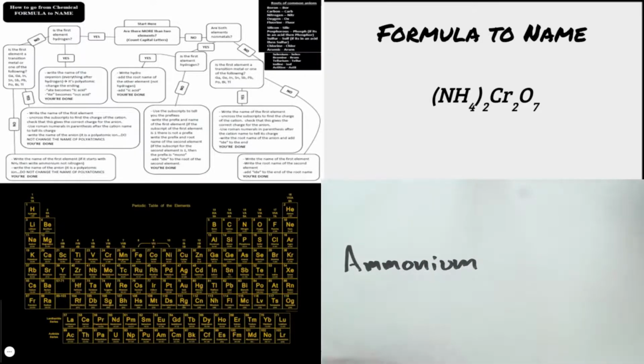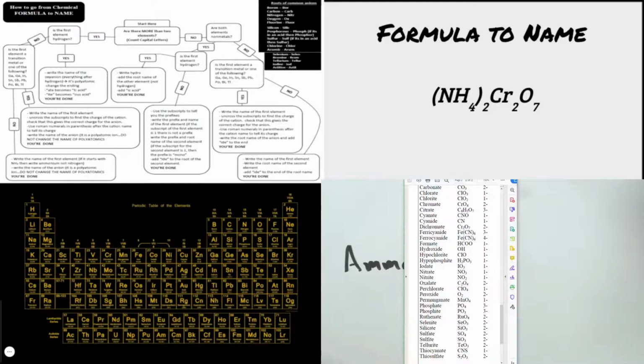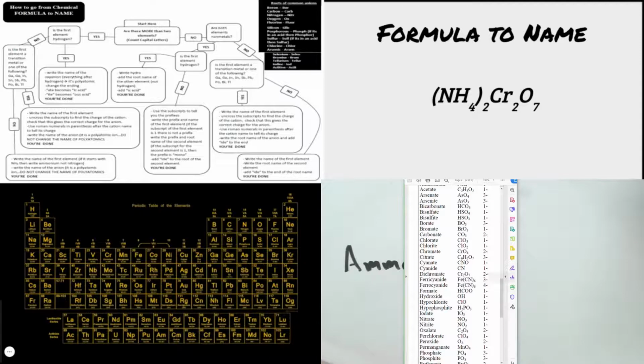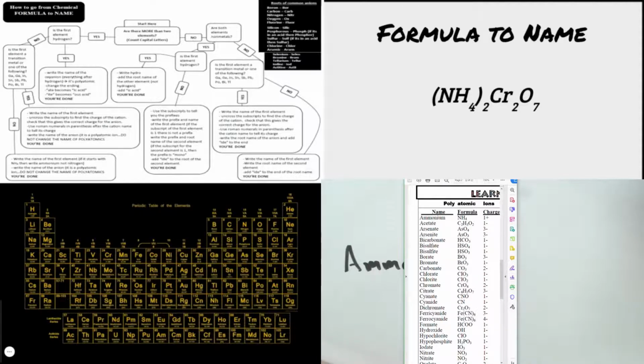All right, so I want you to notice on our polyatomic ion list that all of these are negative except for ammonium. It's the only one that will ever be a cation. So if you see ammonium, NH4, then you know that that's the cation of your polyatomic ion.